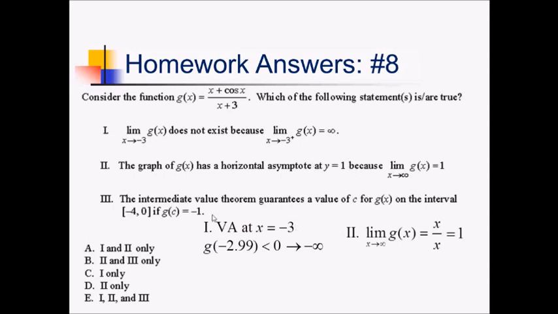Now for option 3, IVT guarantees a value of c on the interval -4 to 0 if g of c equals -1. So before you go ahead and plug in numbers to this crazy function, let's check to see if we even have continuity on this interval. We have that vertical asymptote at -3, and -3 is on the interval from -4 to 0. The IVT guarantees nothing if there are discontinuities on the interval. So for that reason, the IVT doesn't apply here, and the only true statement was statement 2, so that would be answer choice D.